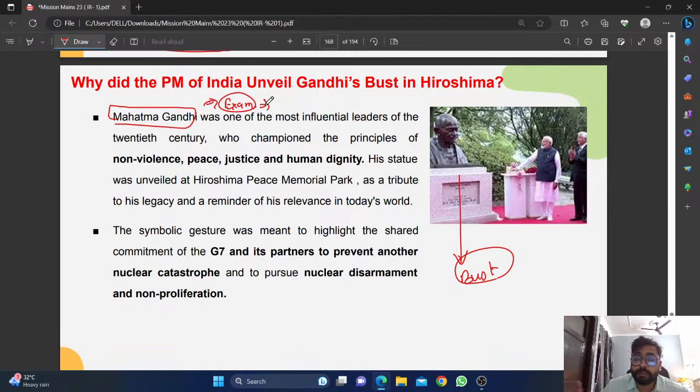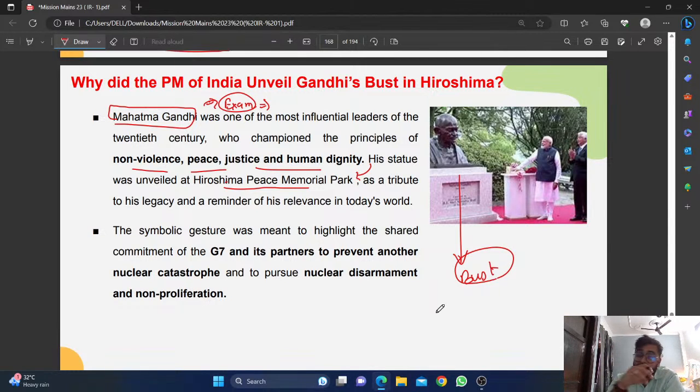Mahatma Gandhi is the most prominent leader of the 20th century. He championed the principles of non-violence, peace, justice, and human dignity. He is the ideal of all these principles. Now his statue has been unveiled at Hiroshima Peace Memorial Park. Hiroshima, we all know, is the site where the bombing happened, Hiroshima and Nagasaki. Basically it is a kind of tribute, a legacy reminder to his relevance in today's world.